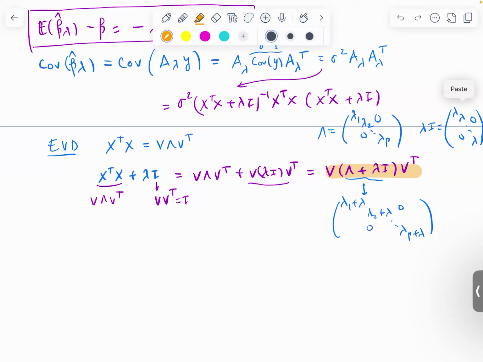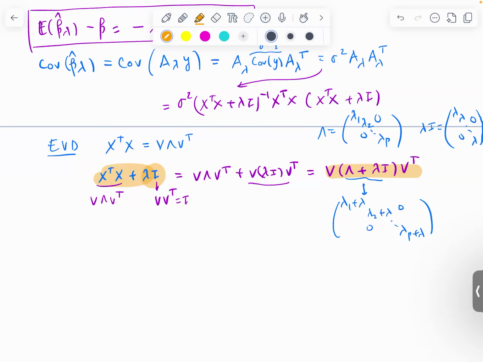So this simultaneously shows multiple things. One is that when I add a multiple of the identity to a symmetric matrix, it doesn't change the eigenvectors, and it only shifts the eigenvalues by that amount. And then you can also see here why this is always going to be invertible. Why is this going to be always invertible?